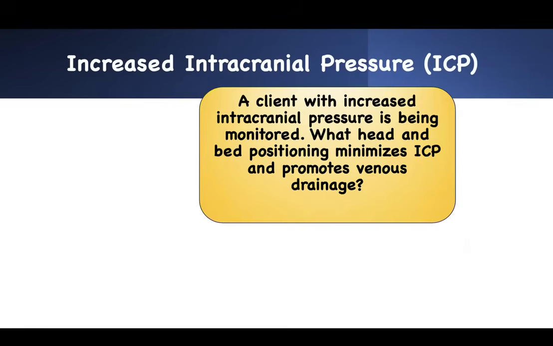Increased ICP. A client with increased intracranial pressure is being monitored. What head and bed position minimizes ICP and promotes venous drainage? The key word is venous drainage. That means you need to come down. So you got to raise their head up. 90 degrees is wrong. It should not pass 30 degrees. Write that one down. The key is what? 30 degrees. The more you go up, the more the effect of the drainage affects the brain. You don't want to drain all the blood from the brain, but you want to drain enough to decrease ICP. So 30 degrees is the best.